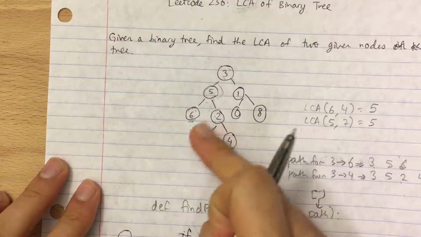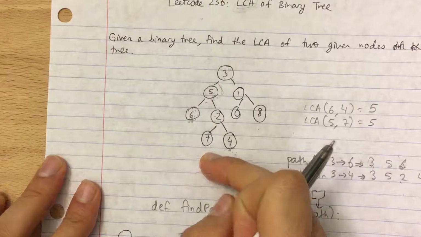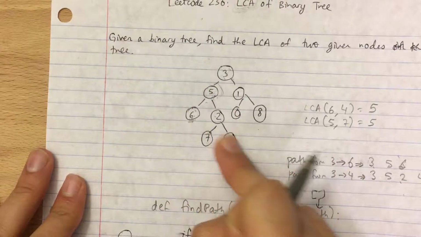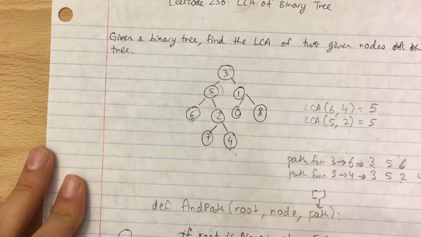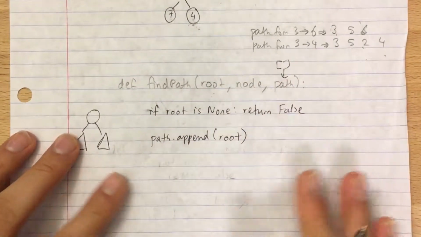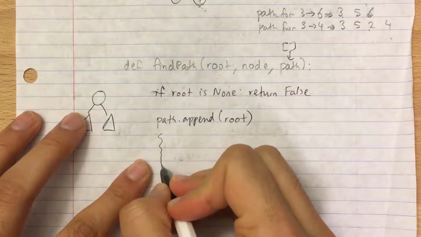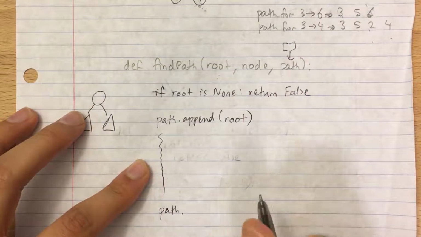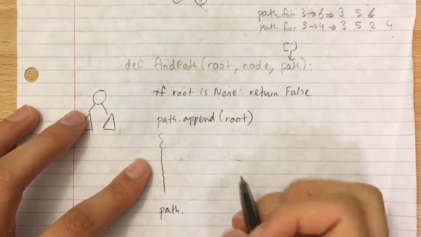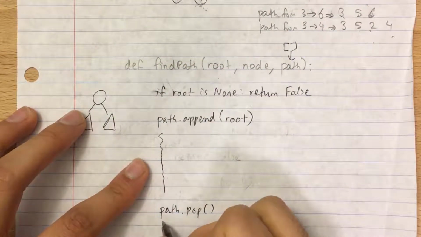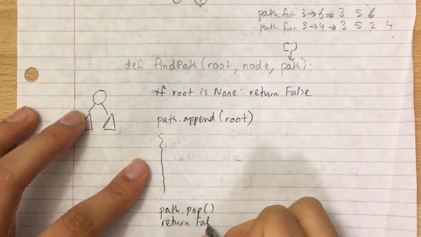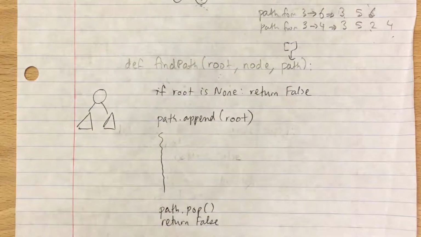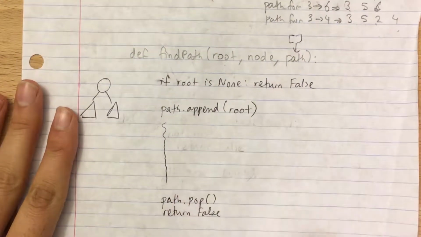So say we're searching for 7, so we want the path from 3 to 7. We'll start with 3, we add it. We'll start with 5, we'll add it, and we'll do some searching on the left subtree and right subtree. And if we don't find it, we'll pop that element off. So we append it, and we have some search logic that goes here. And if not, we pop it off. So we take away the last inserted element, we pop it off and we return false, because the given element was not found. Because we're backtracking, okay? So search logic goes here.